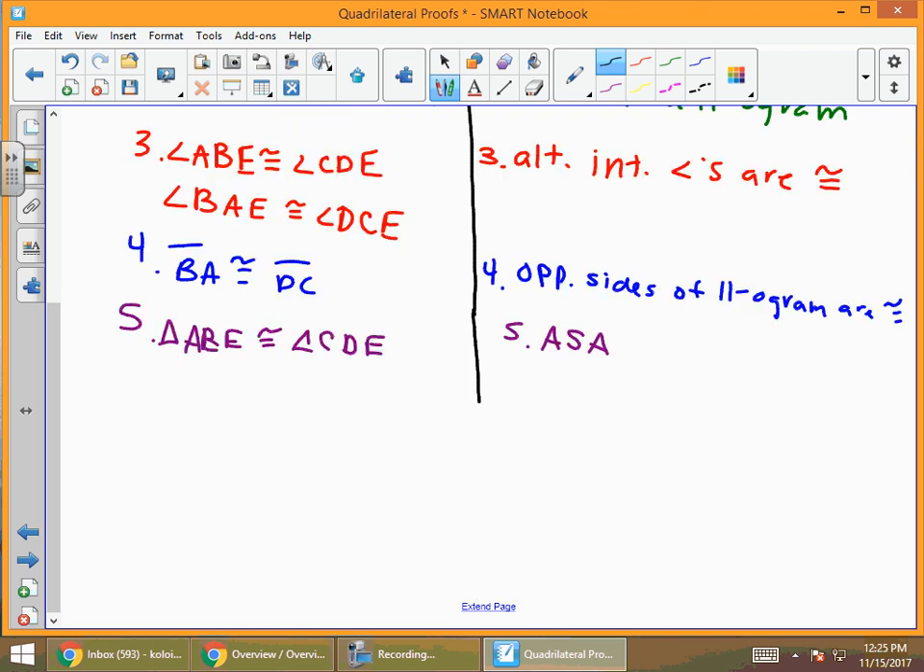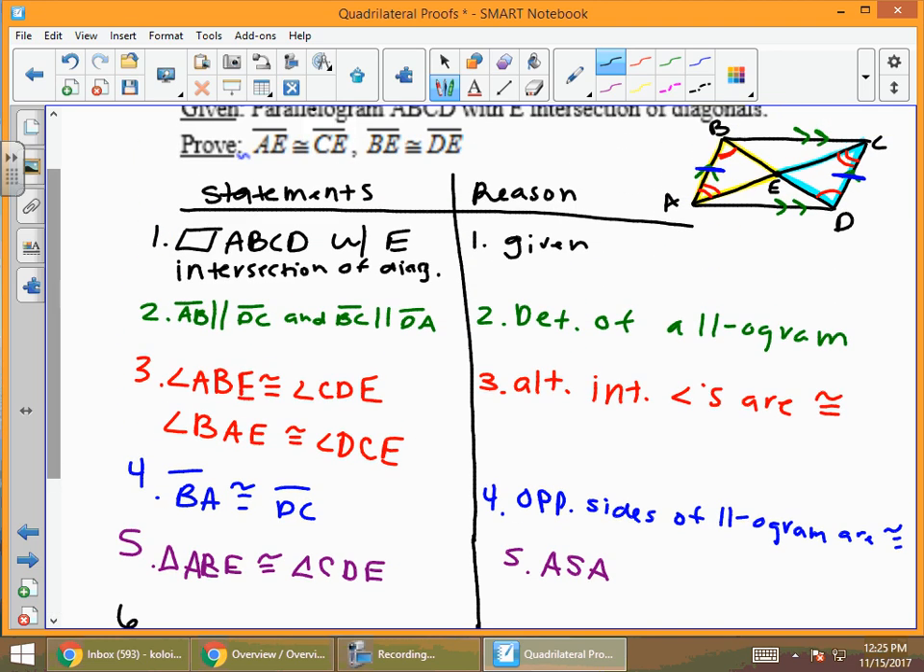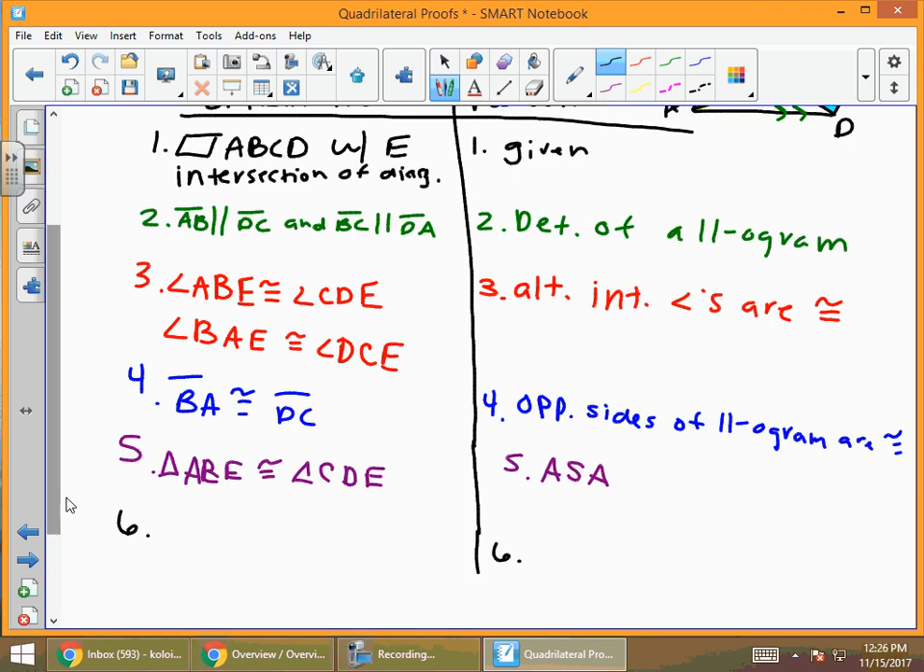And now that we said that the triangles are congruent, our very last step can be that the parts are congruent. And that's the parts we're trying to prove. AE is congruent to CE and BE is congruent to DE. Here are the diagonals. We just showed that they bisect each other by proving that those triangles are congruent. And that means their parts are congruent. So we would just state what we're trying to prove. And again, what would our reason for that be?